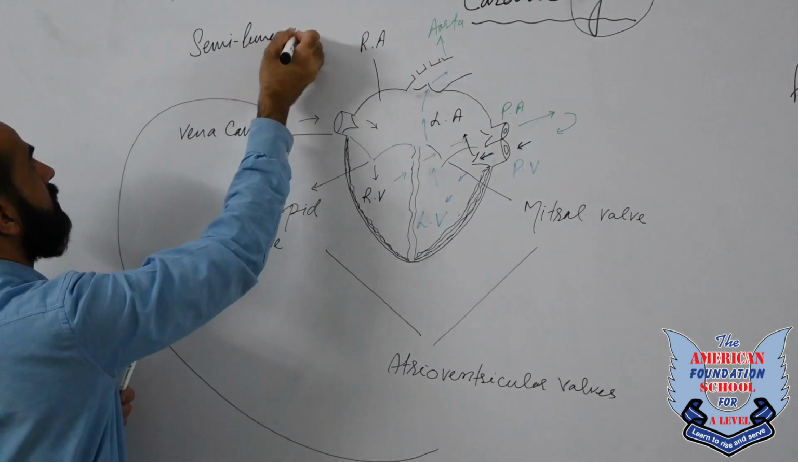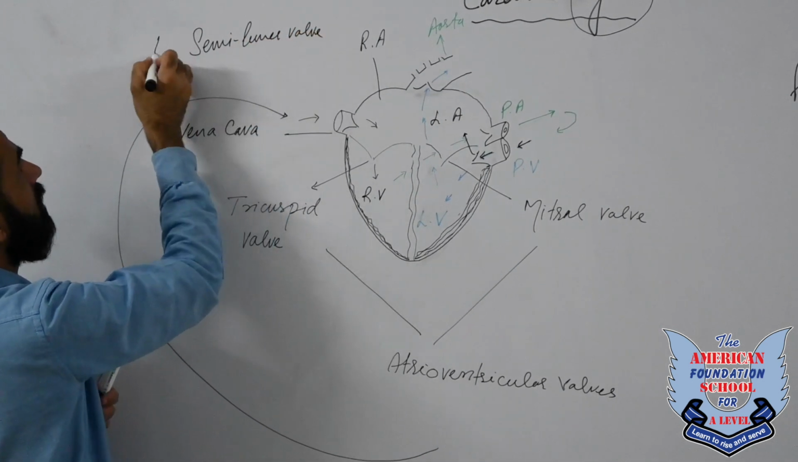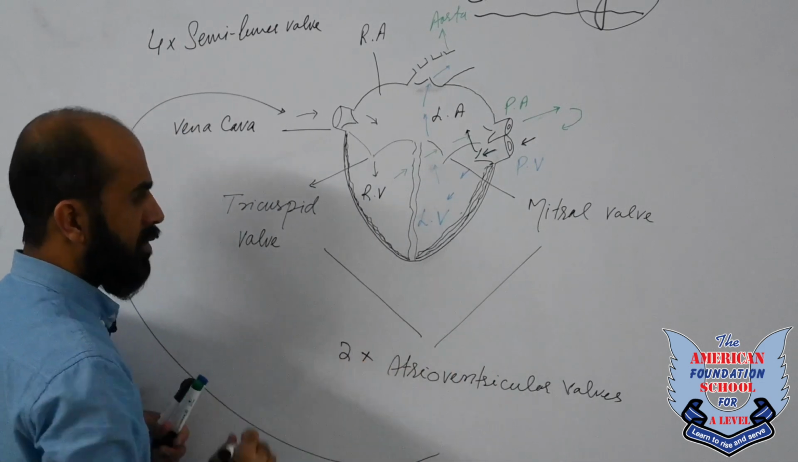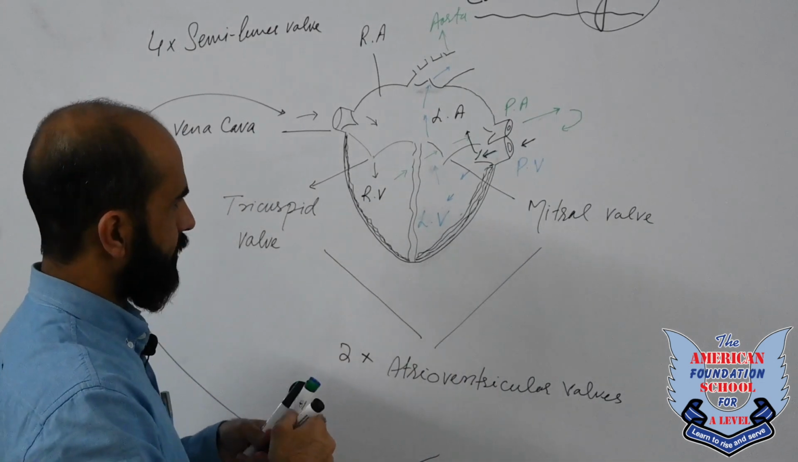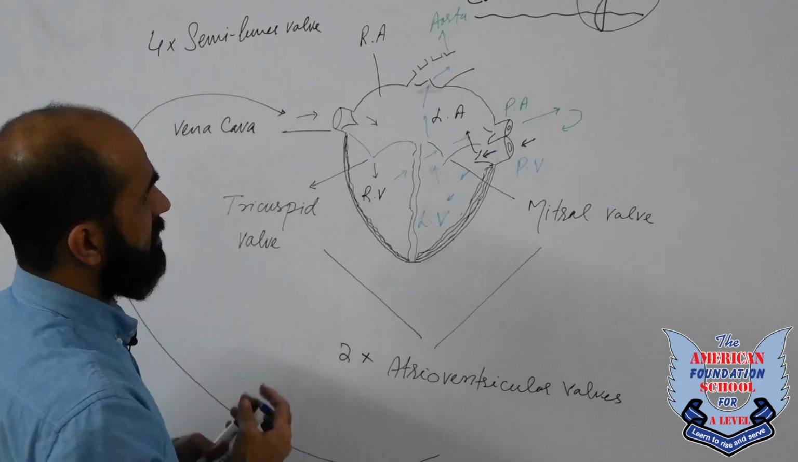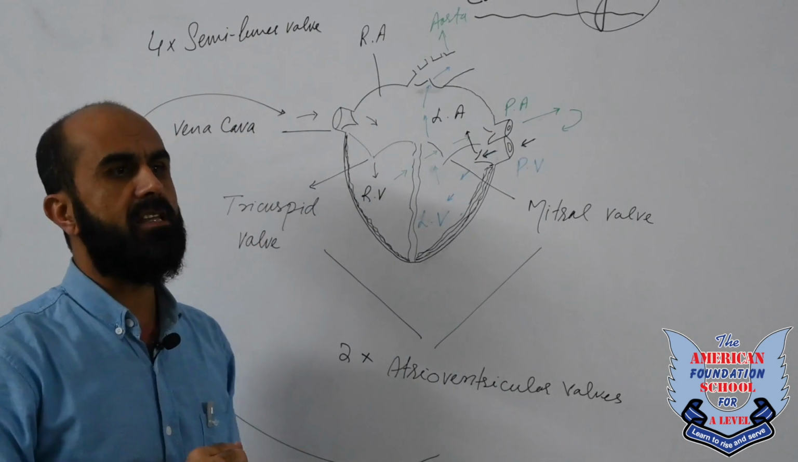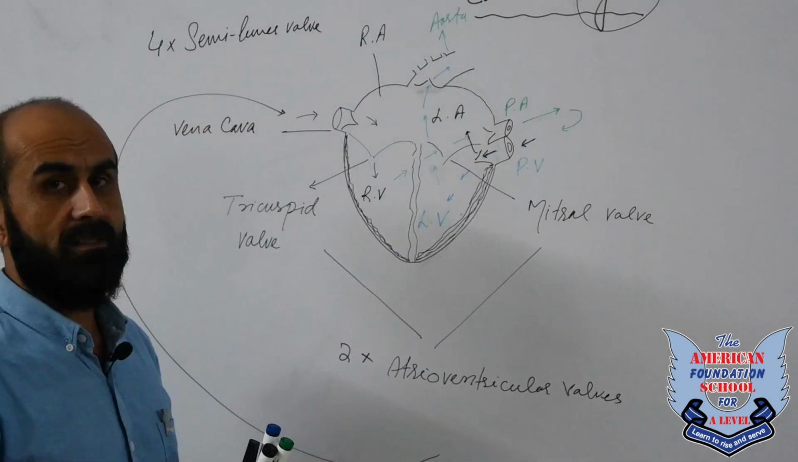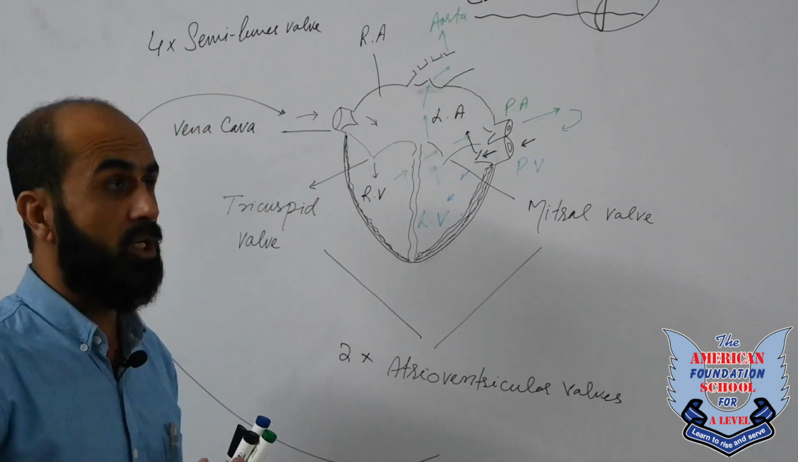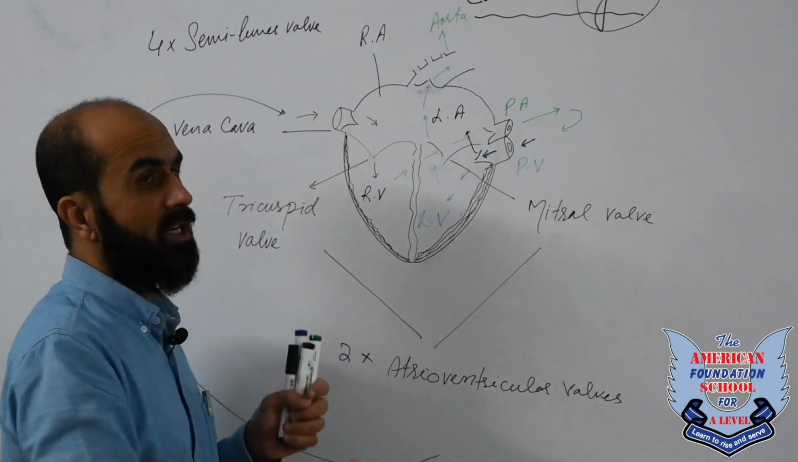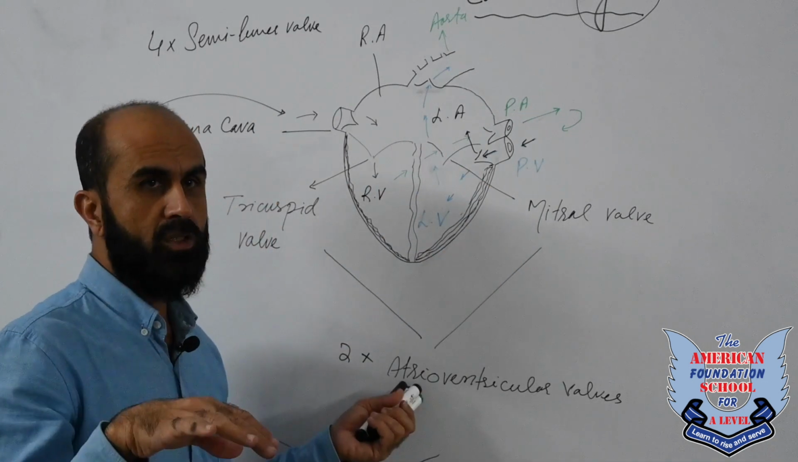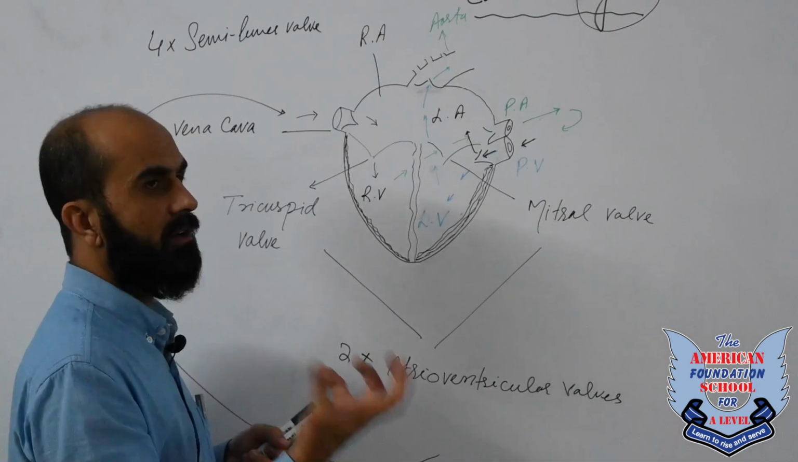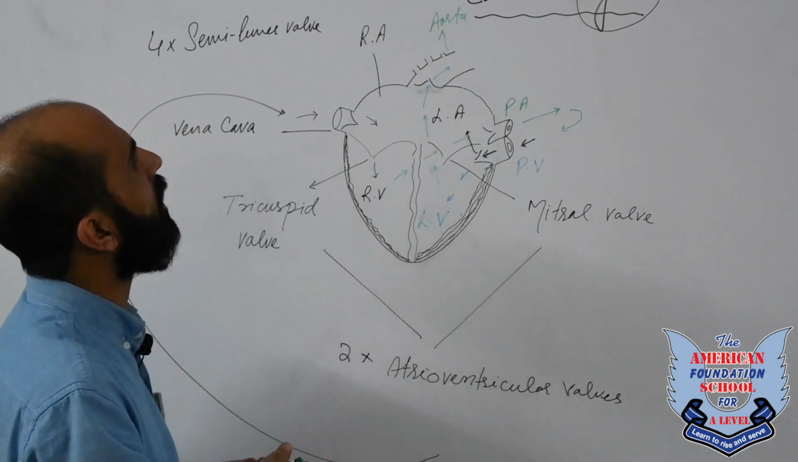Semilunar valves. So we have 4 semilunar valves and 2 atrioventricular valves. Now both these valves are antagonistic. Antagonistic means when these 2 valves remain open, these 4 valves will be closed, and when all these 4 remain open, these 2 will be closed, and that's the lub-dub sound in the heartbeat.